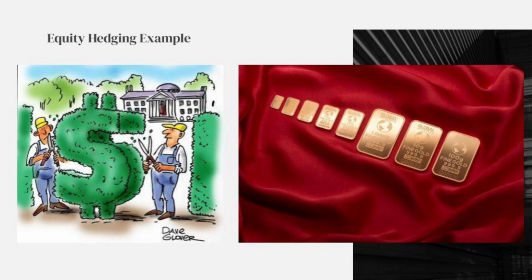For instance, an investor holding Tesla shares may be worried that the price might drop. To protect themselves, the investor buys a put option on Tesla. This put option allows them to sell the shares at a fixed price even if the actual market price falls, which helps limit their losses.